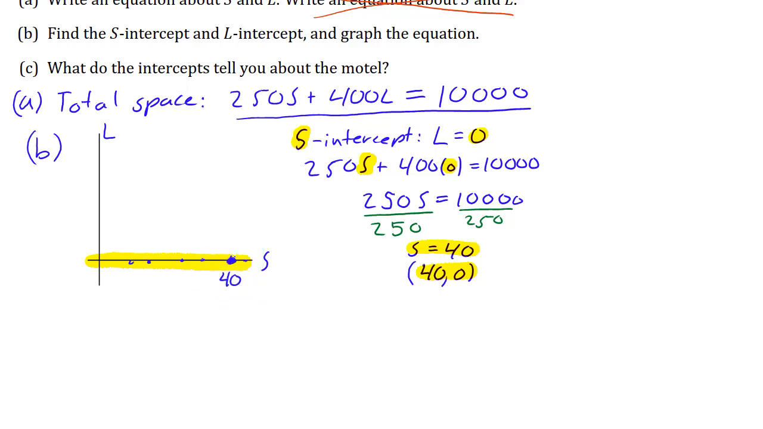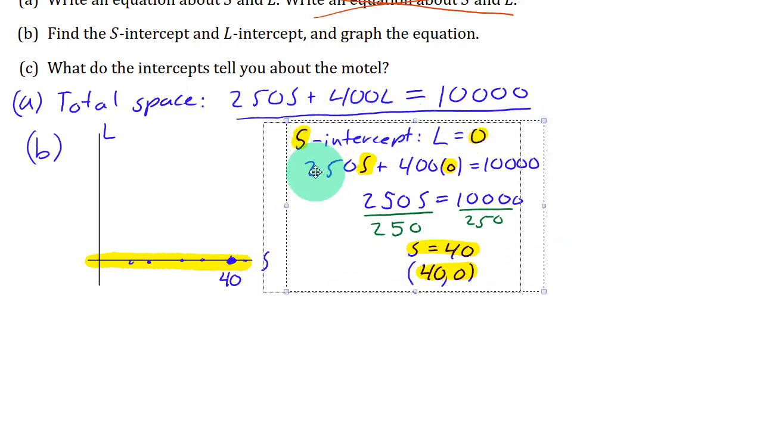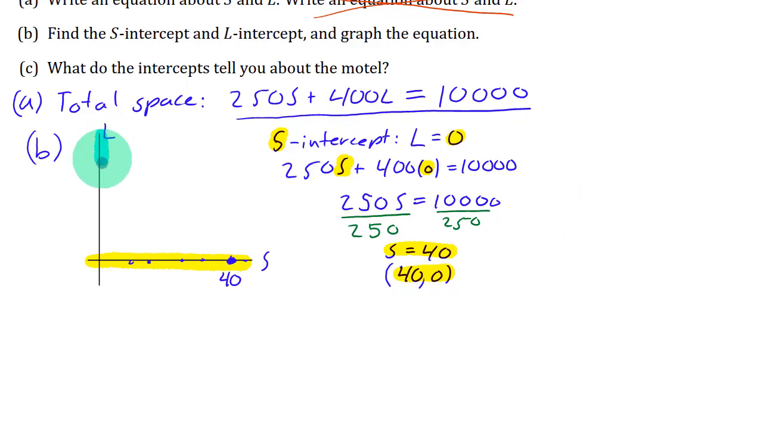All right, now let's do the same thing for the L-intercept. We need a little bit more room. The L-intercept is going to be a point on the L-axis, and we want to know where that point is on the L-axis. Is it up here? Is it down here? That's going to be when S is 0 is the trick, because if it's on the L-axis, that means you don't go left or right at all. So that means the S is 0.